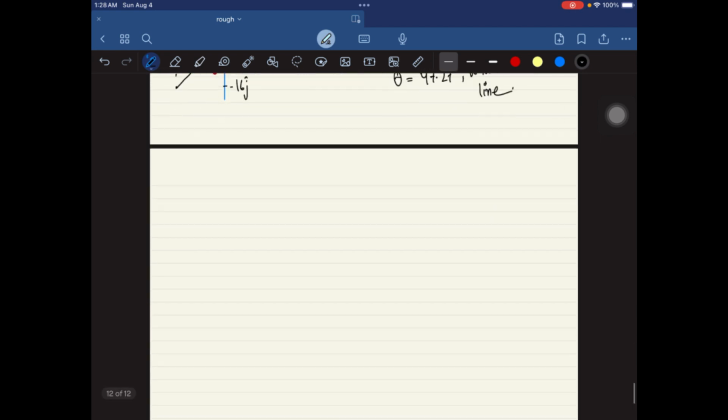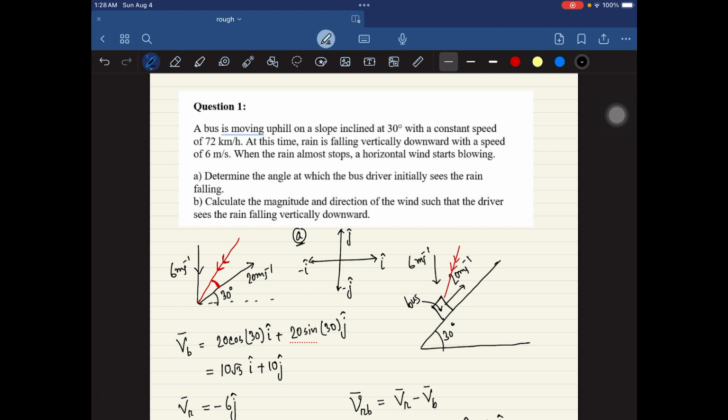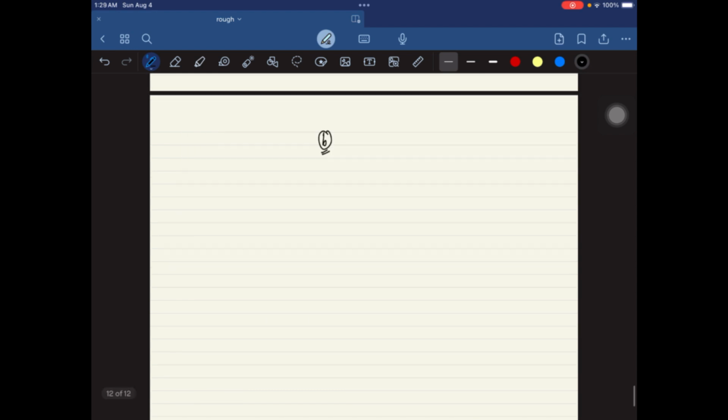Now you have to do number B. For number B, calculate the magnitude and direction of the wind such that the driver sees the rain falling vertically downward. In this case, yes, I need to draw the figure again.